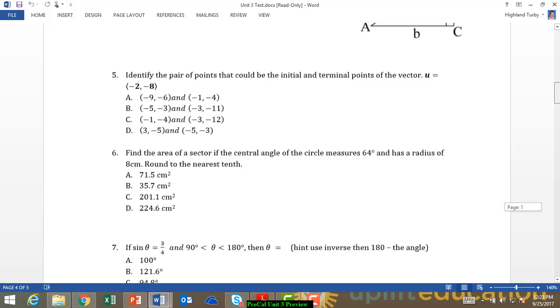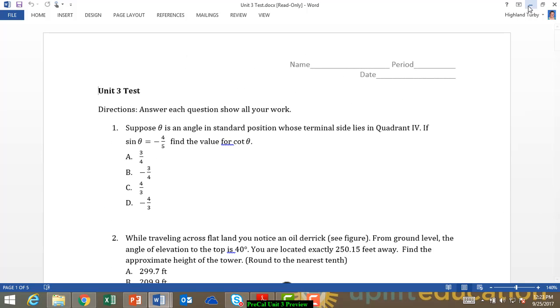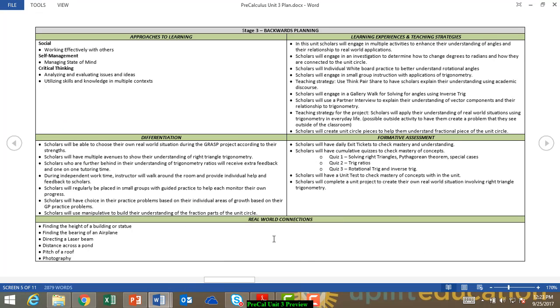This test is challenging, but it's also a good way to understand where your kid's at. So let's go back to the unit plan. For our stage 3, our approaches to learning are social because we want them to work well with others. Self-management, be able to regulate how they are involved in class, what state of mind they're at.